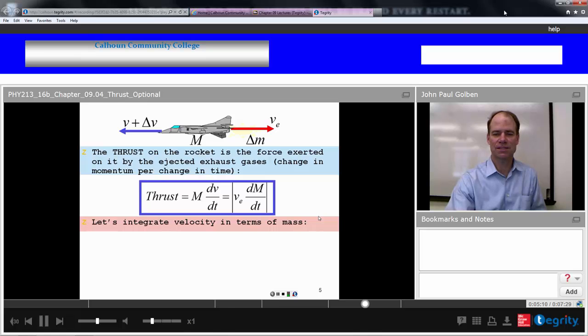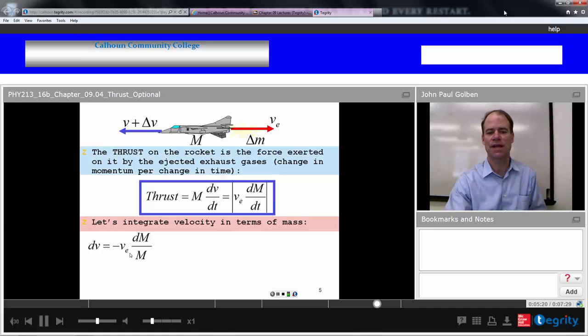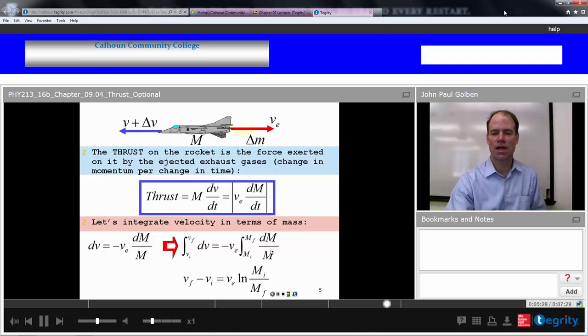Let's integrate this velocity in terms of mass, knowing that the velocity of the exhaust is a constant. So we have our change in velocity is equal to negative velocity of the exhaust, change in mass per mass. Integrate both sides. We're going to have dm over m, which is going to be the natural log of our initial mass over our final mass. And on the other side, we have final velocity minus initial velocity, or change in velocity.